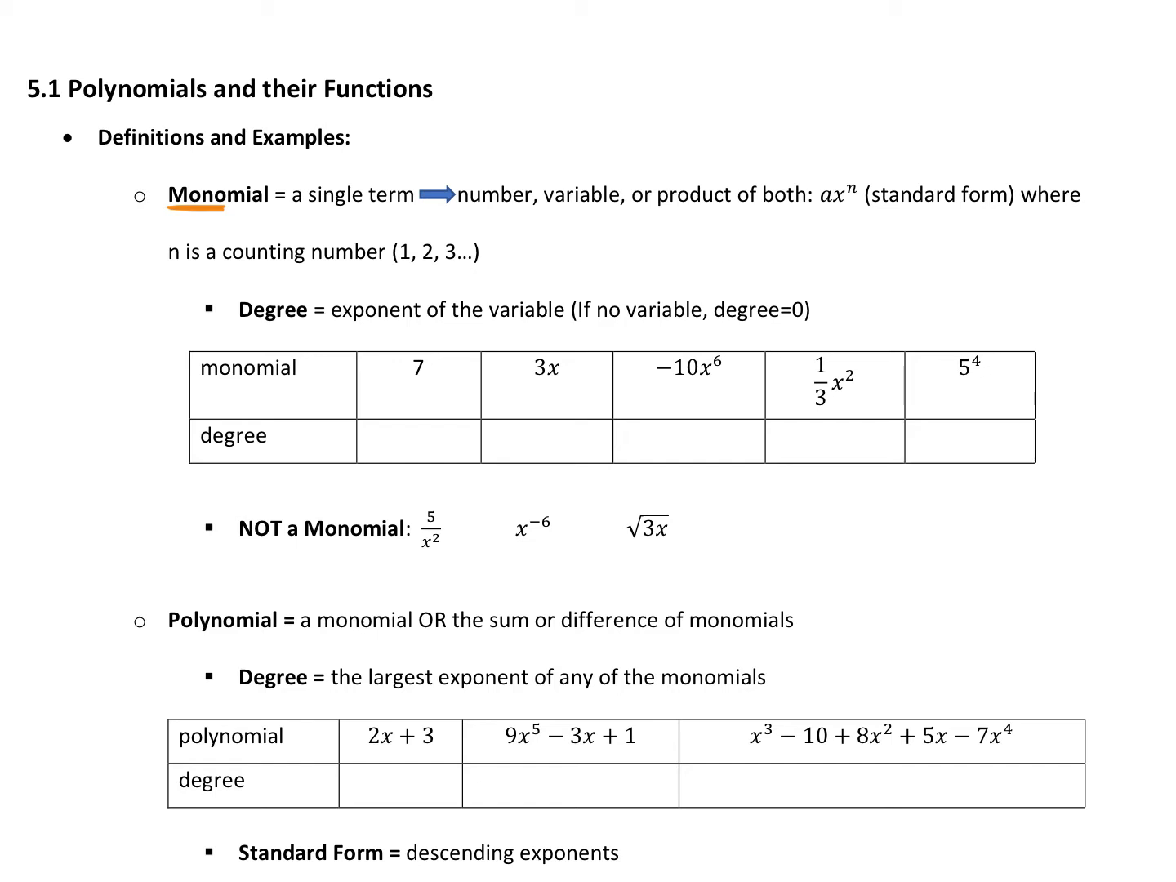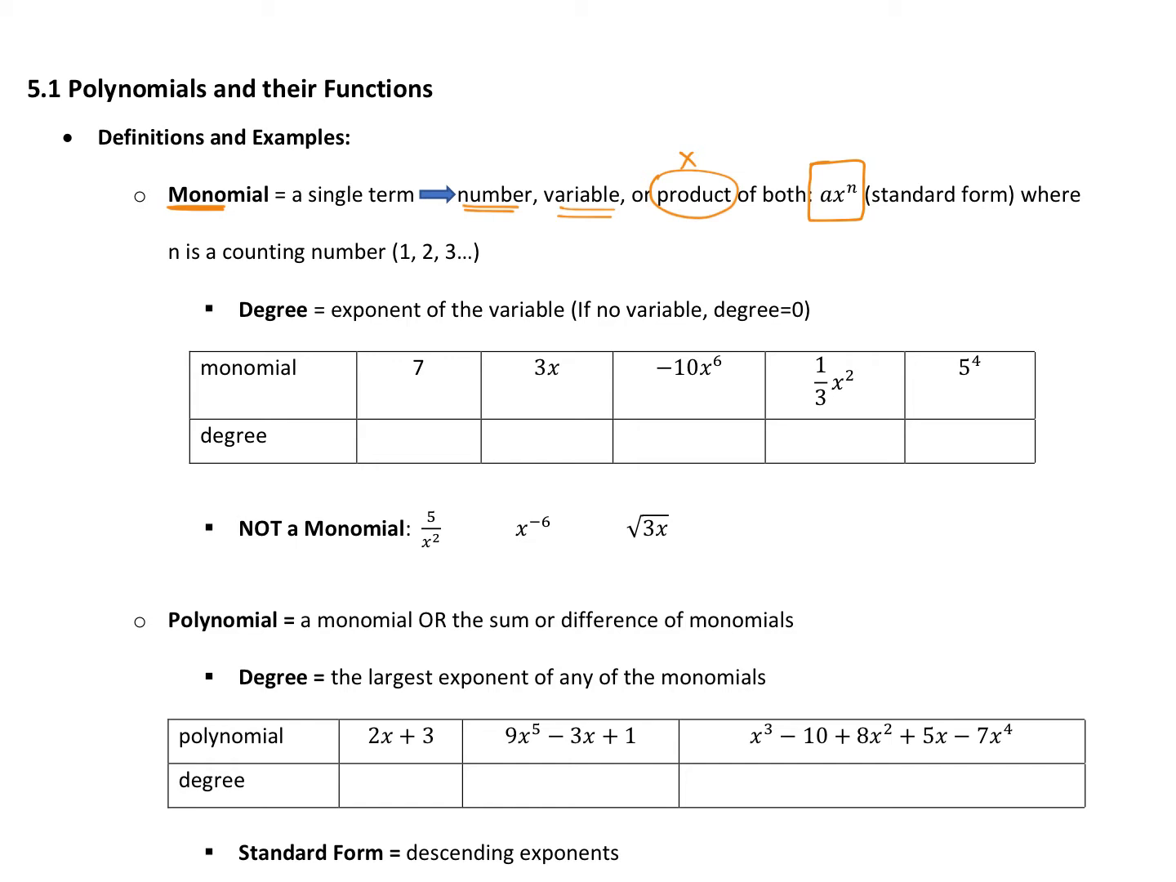Now that can be a number, it can be a variable, or it can be the product. What's a product? Multiplication. So you can multiply a number and a variable and get a monomial. So this is kind of your standard version of a monomial, a times x to the nth power, as long as n is a counting number, 1, 2, 3, 4, 5, not 0, not, well, it could be 0, not a negative, okay?